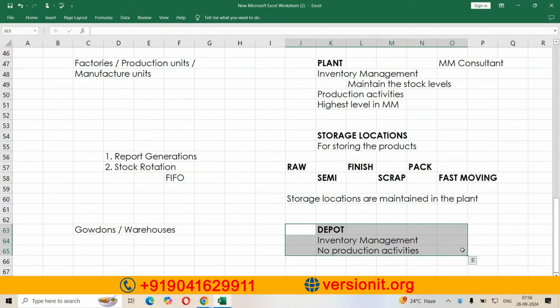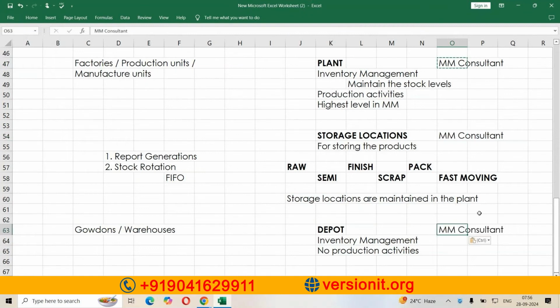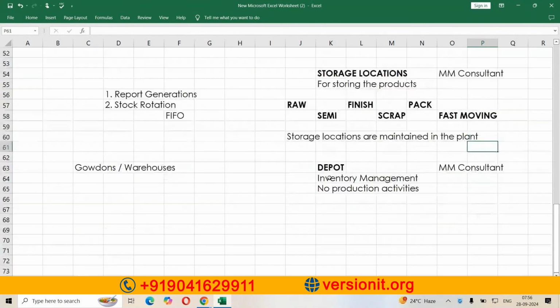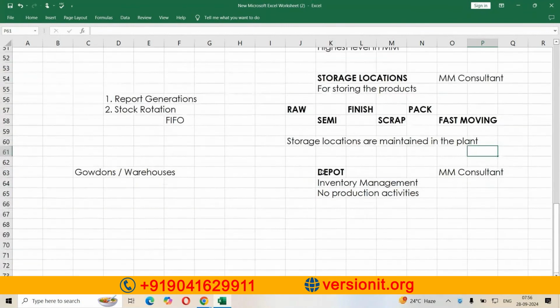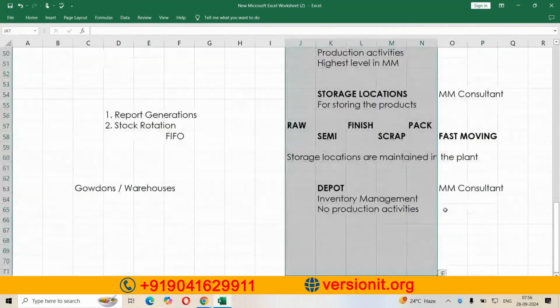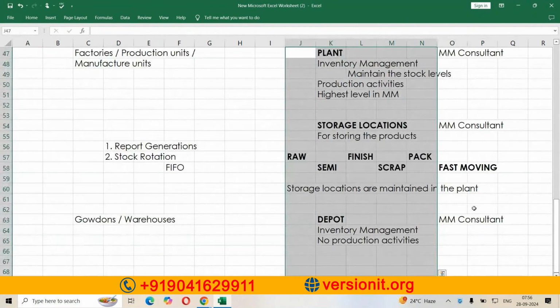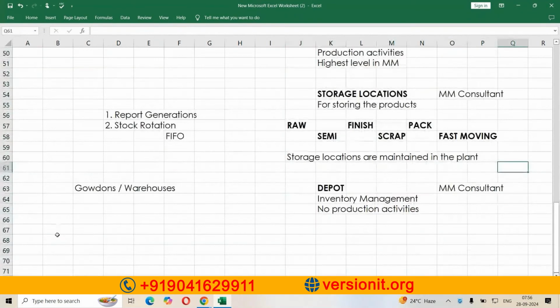And again, this plant, storage location, depot creation is going to be part of your consultant activity itself. The reason why we are learning these particular things, plant, storage location, and depot, is to look into a topic called stock transfers. We are going to be moving the stock from one location to another location.